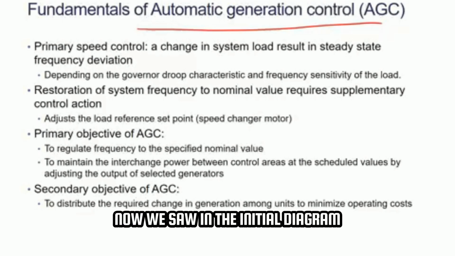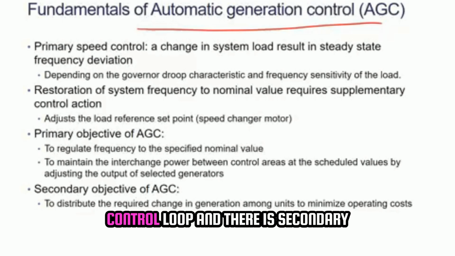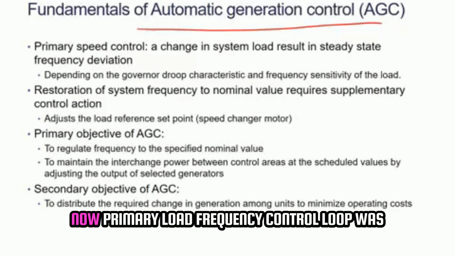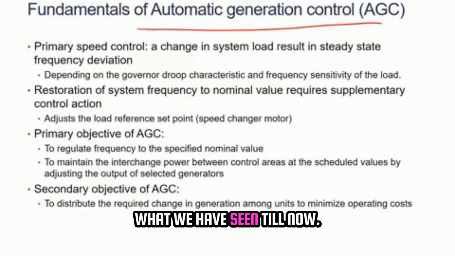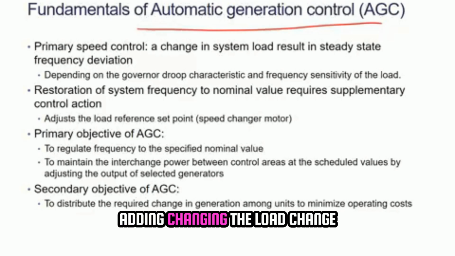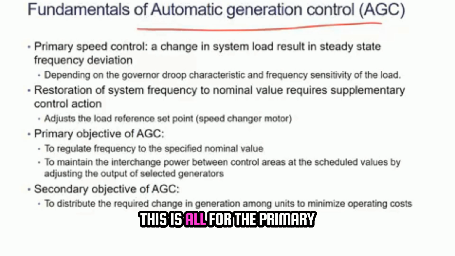Now, we saw in the initial diagram that there are two loops. One is the primary load frequency control loop and there is the secondary load frequency control loop. Now, the primary load frequency control loop was what we have seen till now. So basically, adding a droop characteristic is changing the load change based on the damping coefficient. This is all for the primary load frequency control.